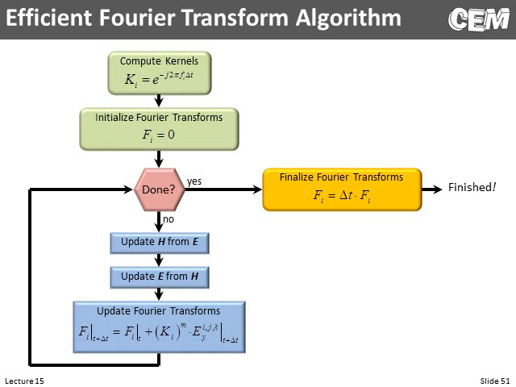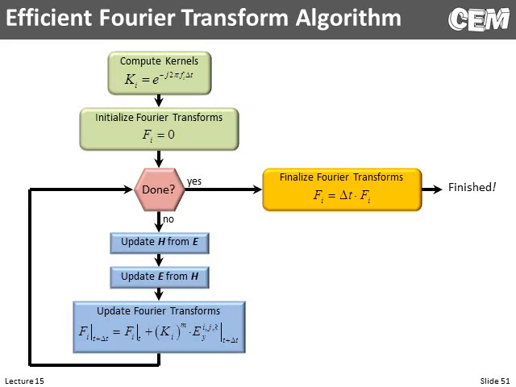So here's the algorithm for the Fourier transforms. This is not the full algorithm for FDTD. We're just focusing on doing the Fourier transform. We will calculate a kernel that we'll call k sub i, not to be confused with a grating vector or anything. This is just k for kernel, which is our exponential without the m in there. We need one of these for every frequency that we're interested in. Not every point in the grid, just one for every frequency.